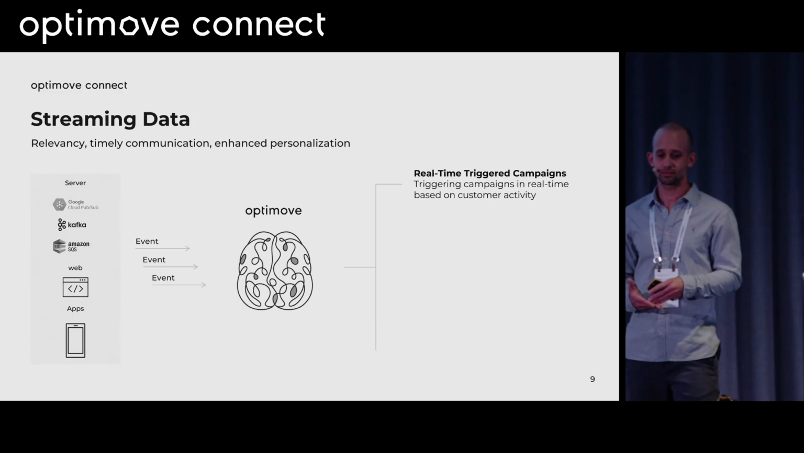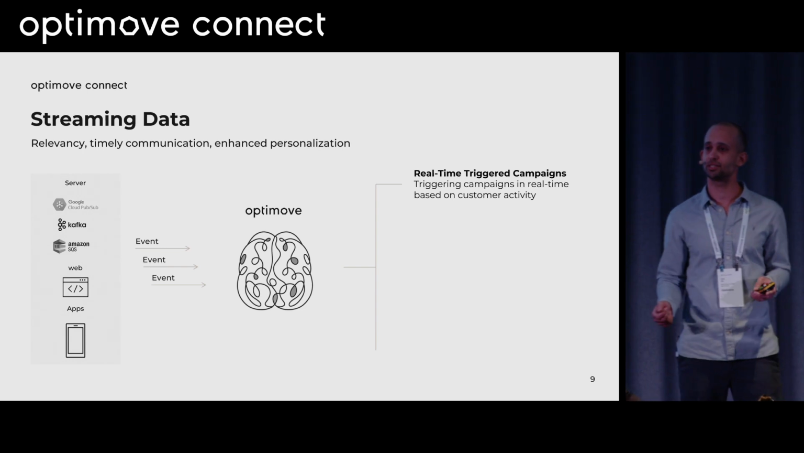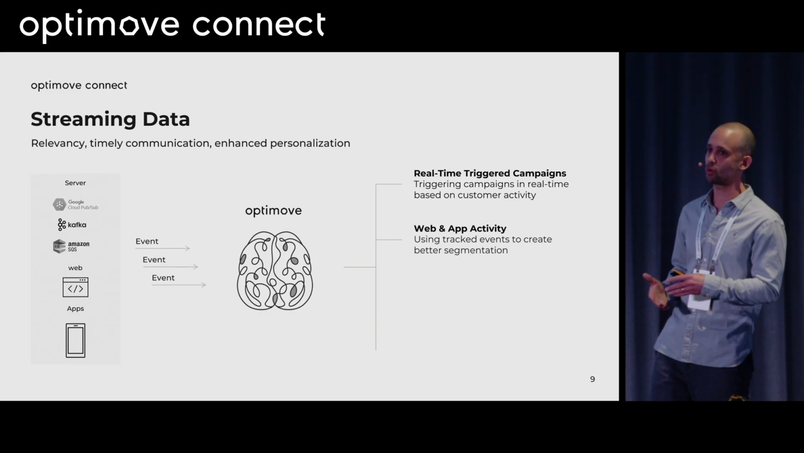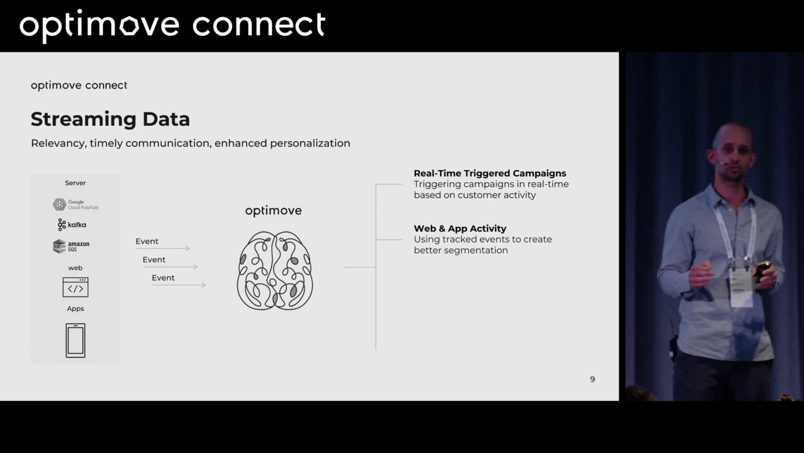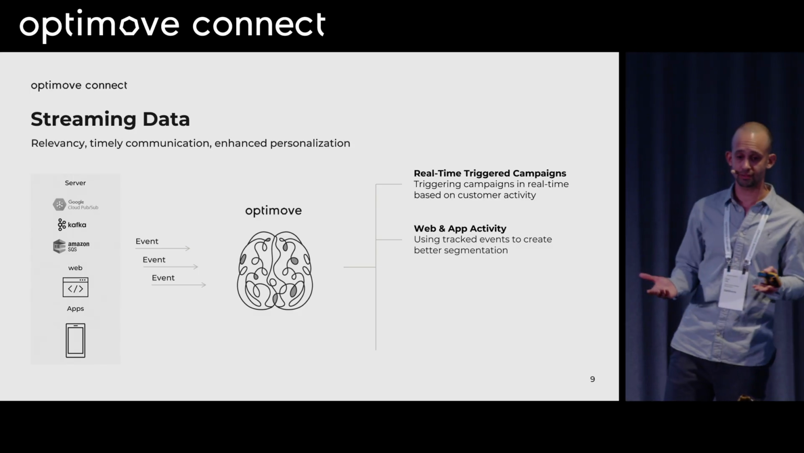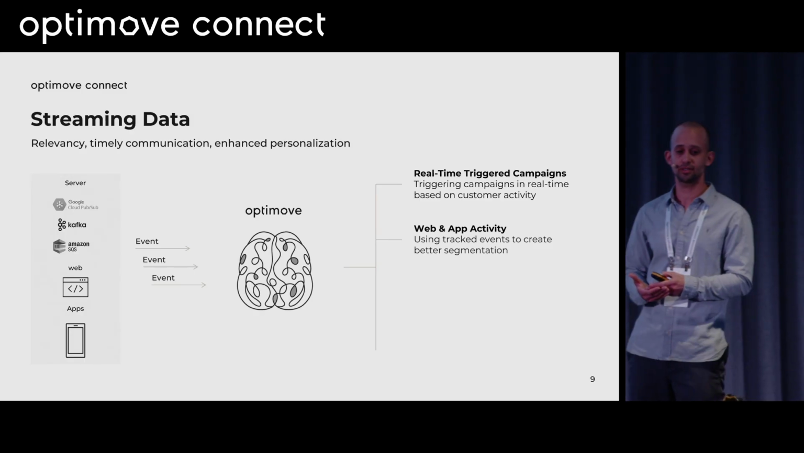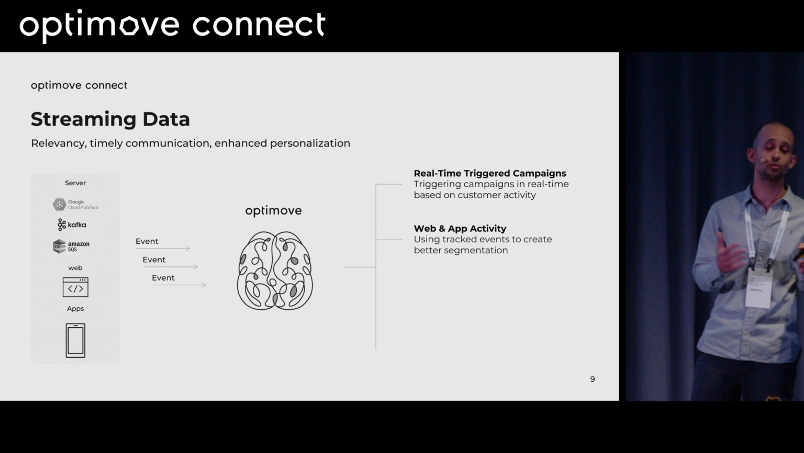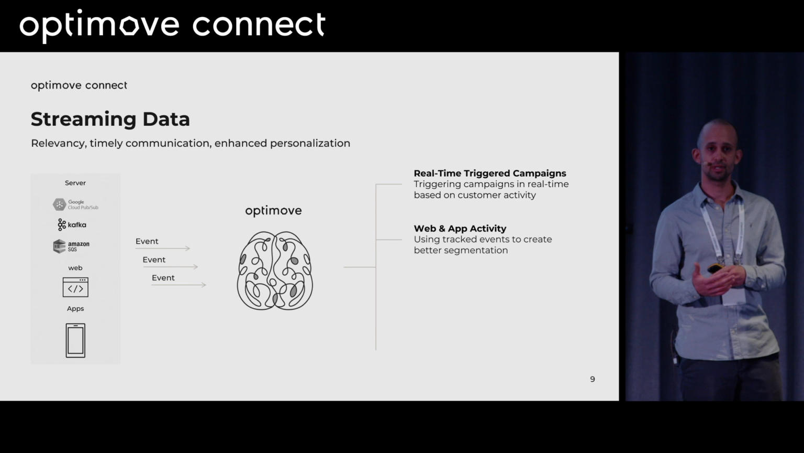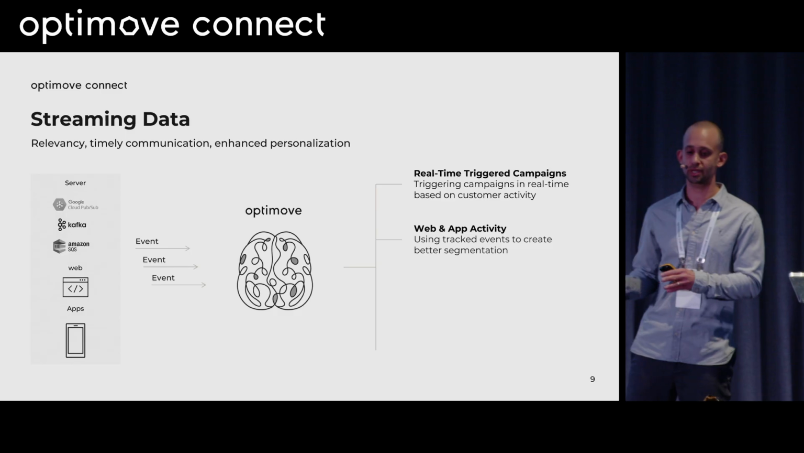Real-time trigger campaigns are when campaigns are triggered instantly based on customers' activity, ensuring that your messaging hits at the right moment. Next, streaming data is also aggregated into our web and app activity feature. So it's not just track and trigger, we also aggregate those events, which enables us to create different groups and segments. For example, we can create a group of customers who visited a particular page of your website in the last 14 days, or customers who visited and explored a specific screen in your mobile app in a different time frame.